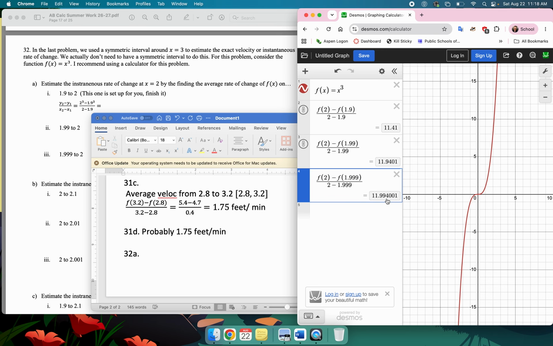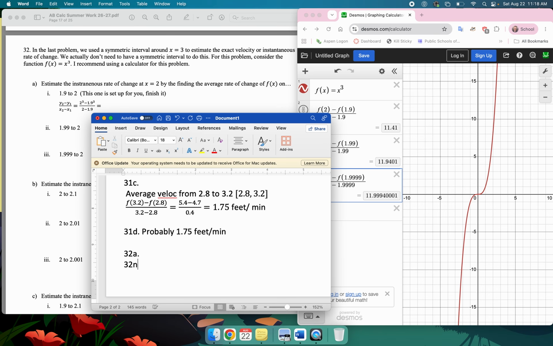And look at that, 11.994. Look at this sequence of numbers, 11.41, 11.94, 11.994. That sequence of numbers is not jumping around randomly, but rather converging, getting closer and closer to some value. It looks like it's getting closer and closer to 12. If you wanted to convince yourself, make the interval even smaller. Change this to 1.9999. Oh, look at that. It's even closer to 12, right? So as I shrink the interval closer and closer to 0, the average rate of change gets closer and closer to the true instantaneous rate of change, which is almost certainly just 12.